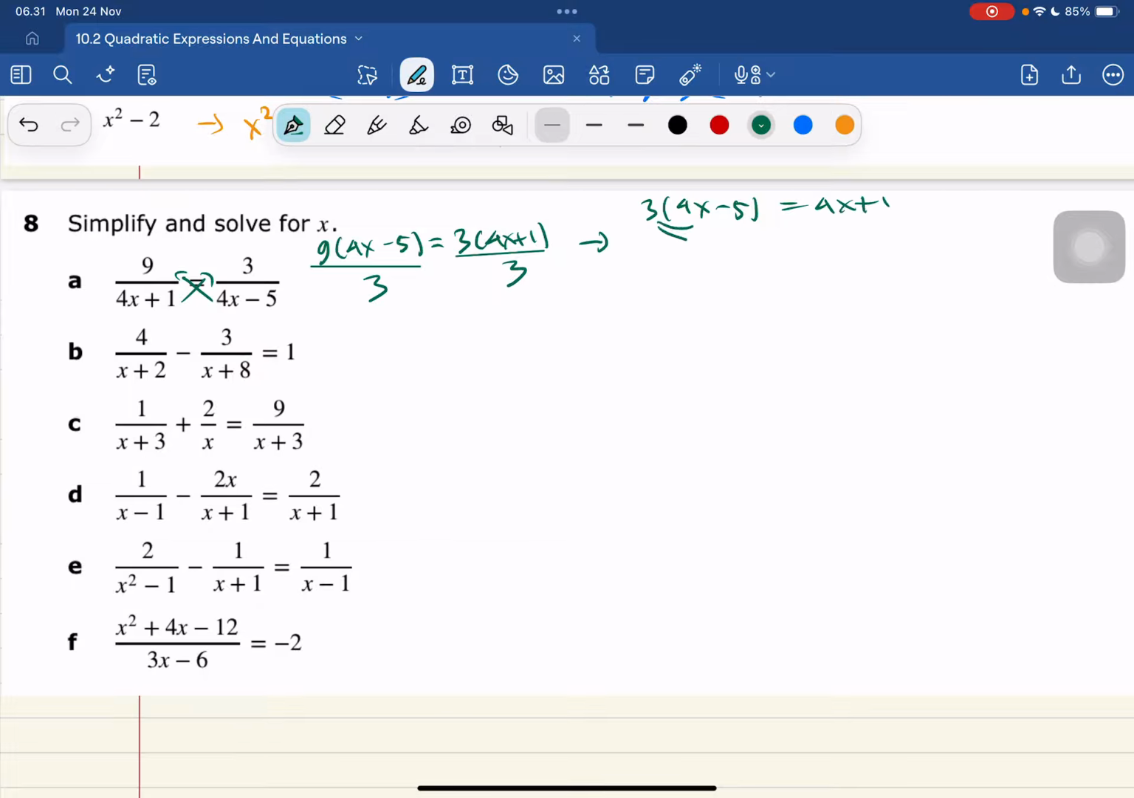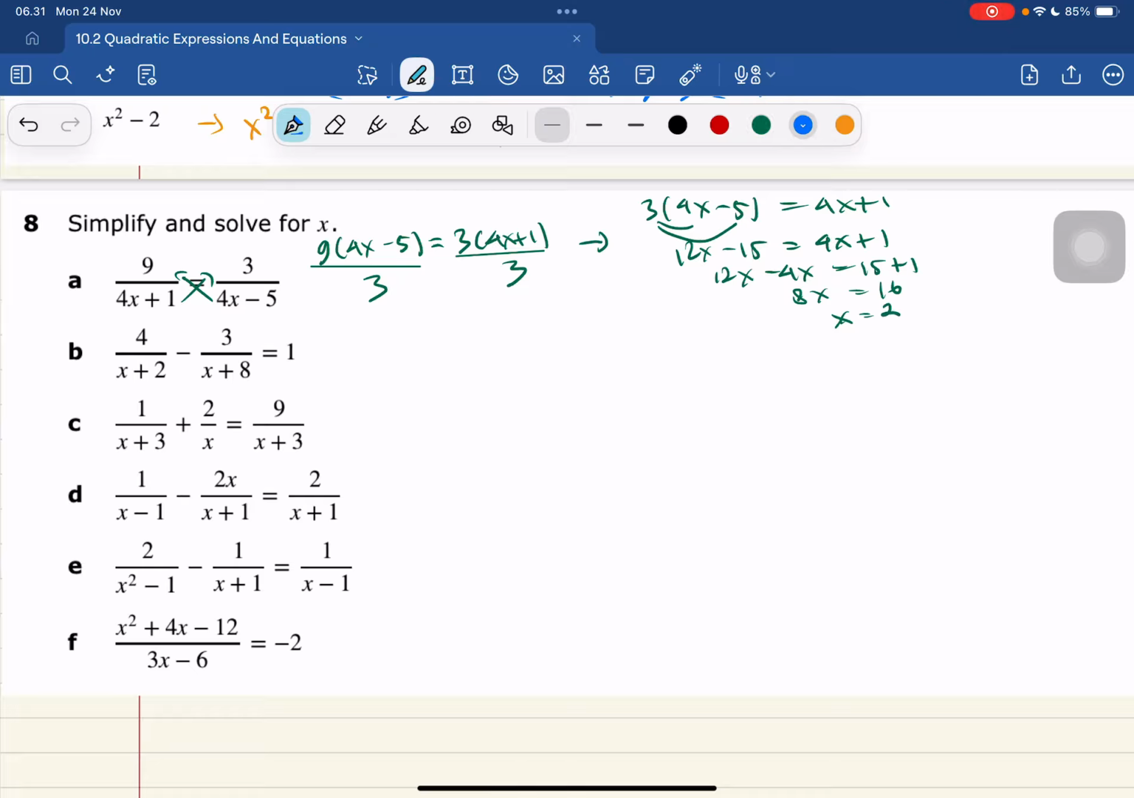So we'll expand this bracket: 12x minus 15 equal to 4x plus 1. So it's going to be 12x minus 4x equal to 15 plus 1. So 8x equal to 16. Both sides we simplify, divide by 8. So x equal to 2.